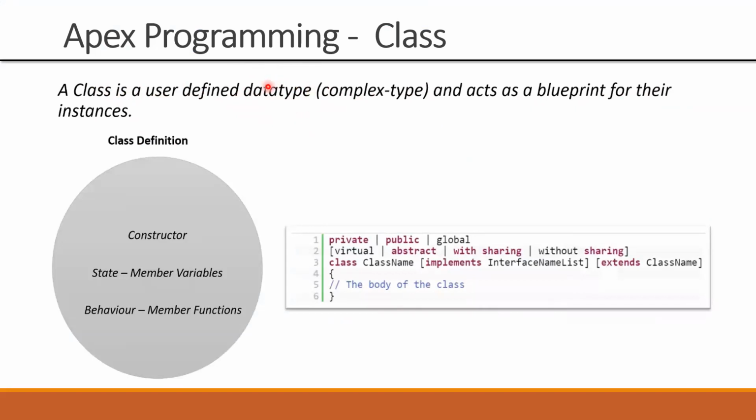Can anybody tell me what you understand by a data type? It is what type of data we want to store in a variable, and that defines a data type. A class is also a data type, but a complex data type, which acts as a blueprint. What is a blueprint?